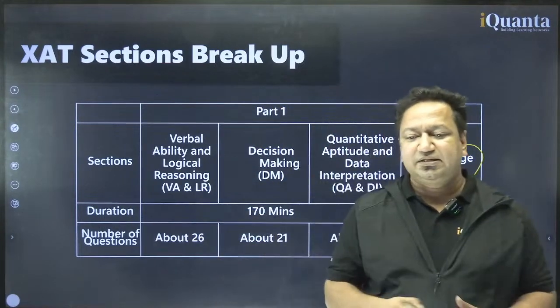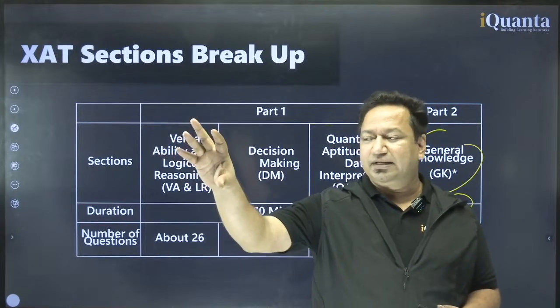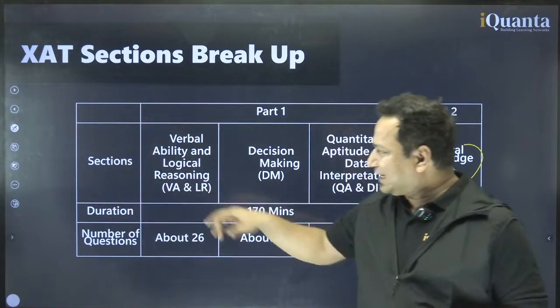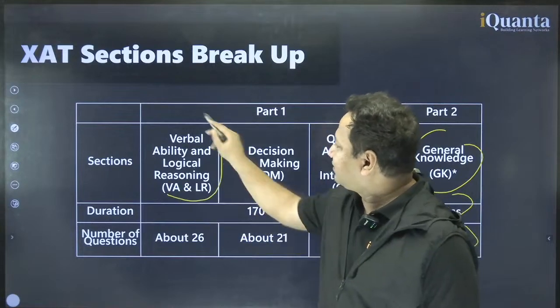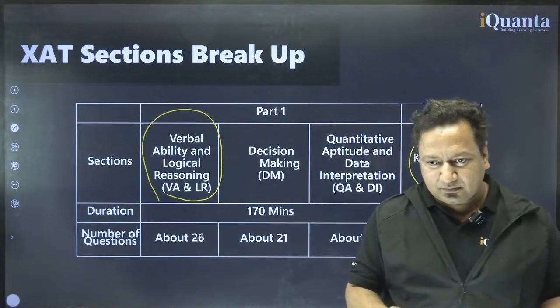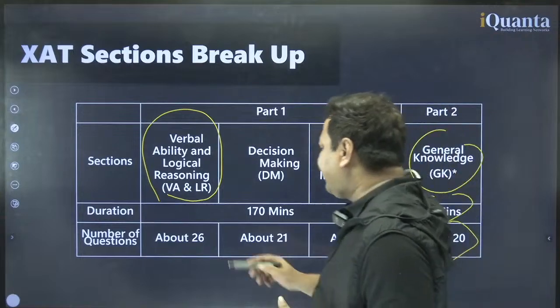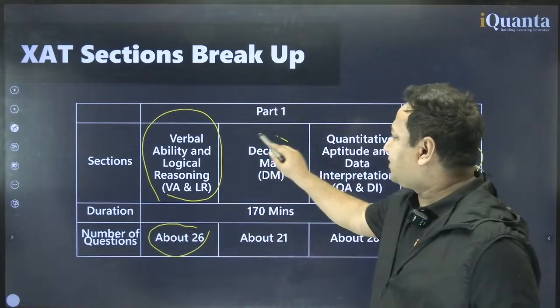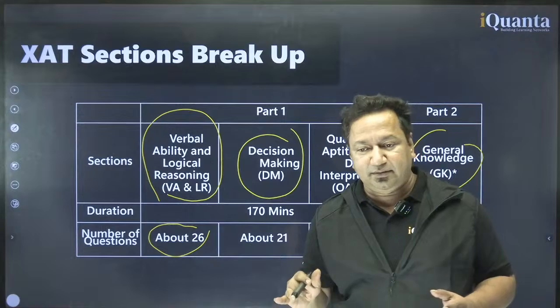So the sections are verbal ability and logical reasoning. In CAT, it's verbal ability and reading comprehension. You know that. Then we have LRDI, then we have QA. But in this case, VA and LR come under one section, which will have about 26 questions. Decision making is a different section altogether.